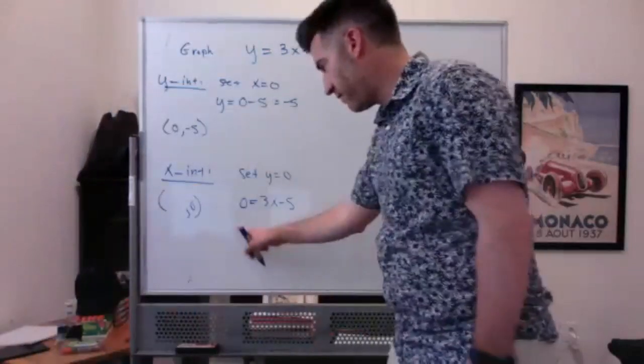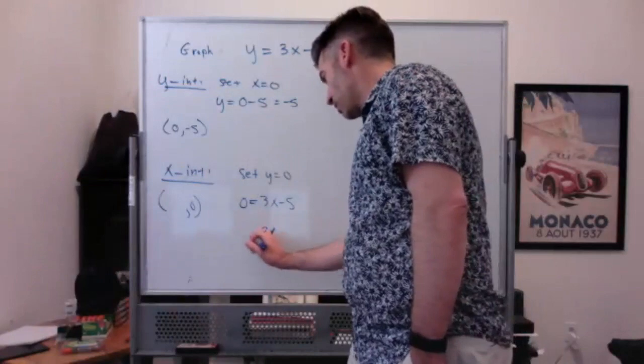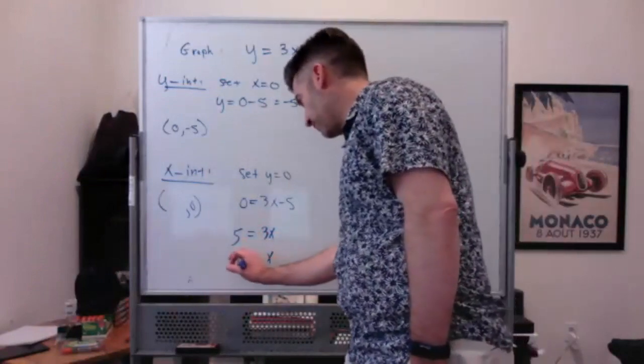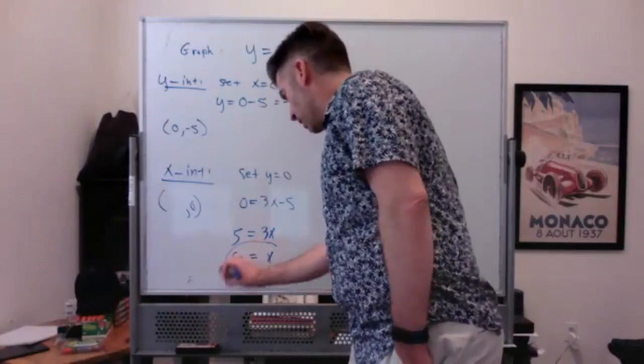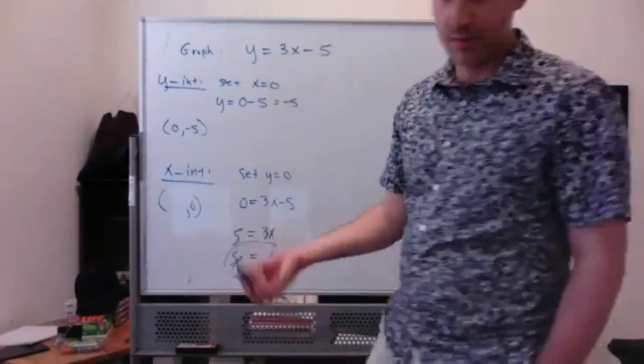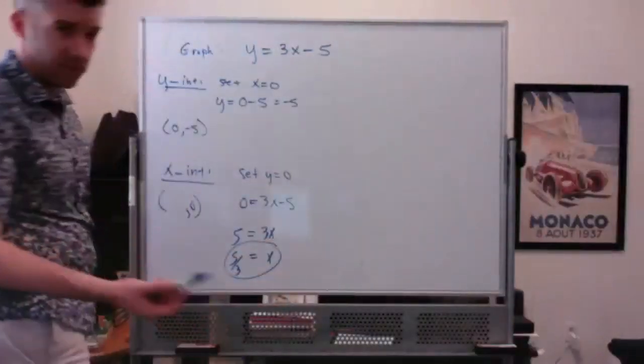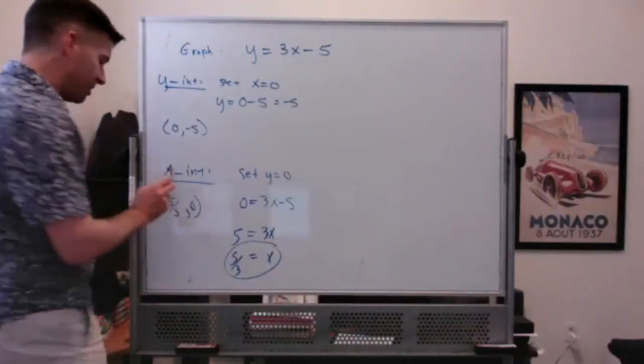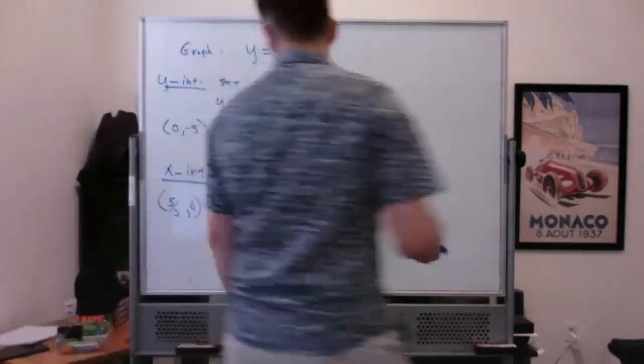So I'm going to add 5 to both sides. 3x equals 5, and divide both sides by 3. So x is 5/3. And I really do recommend using a fraction, not a decimal, because that's a repeating decimal that never ends. It's 1.6666666 forever. Let's just write 5/3. And then we're going to draw it.